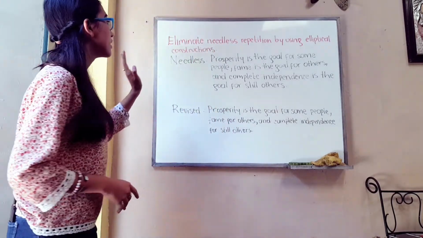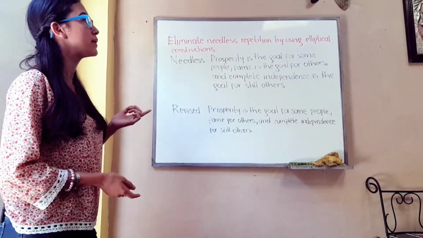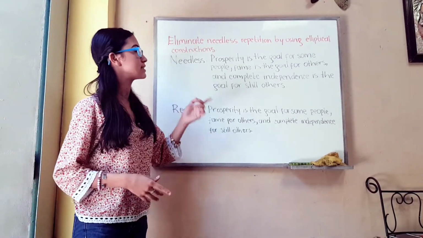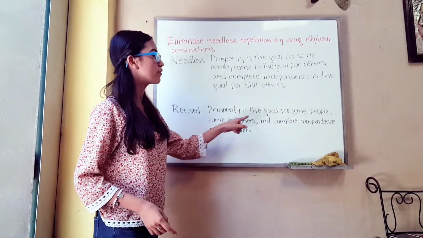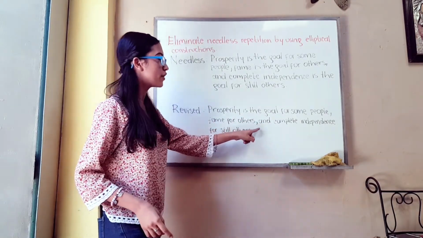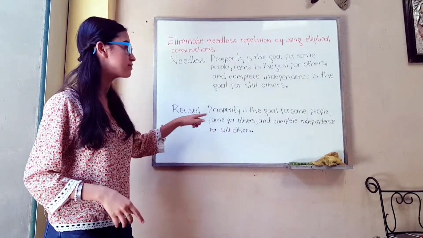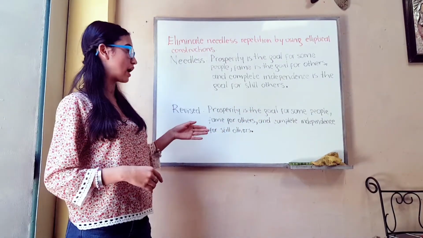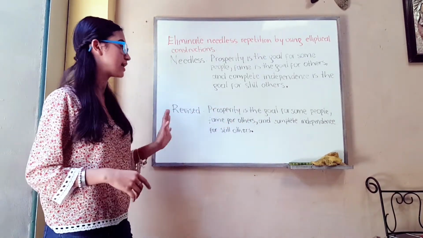For example, the needless sentence is: prosperity is the goal for some people, fame is the goal for others, and complete independence is the goal for still others. In the revised version, we have: prosperity is the goal for some people, fame for others, and complete independence for still others. Here, even though we don't have the same construction, that is the goal, we are going to understand that the meaning is the same, that fame is the goal for others and independence is for others.